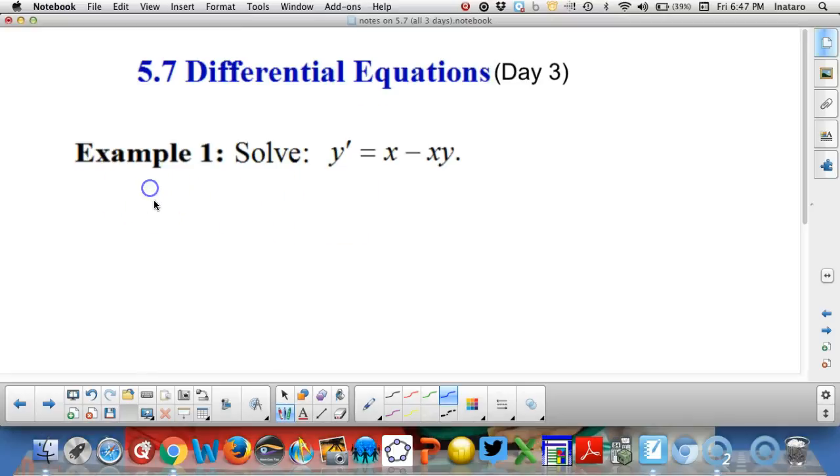First, let's rewrite this differential equation using dy/dx notation. So I'm going to replace y prime with dy/dx. And while I'm at it, I'm going to factor out an x, because we really want to have x on one side of the equation and y on the other. So to get x on one side and y on the other, I'm going to multiply both sides by dx and divide both sides by 1 minus y.